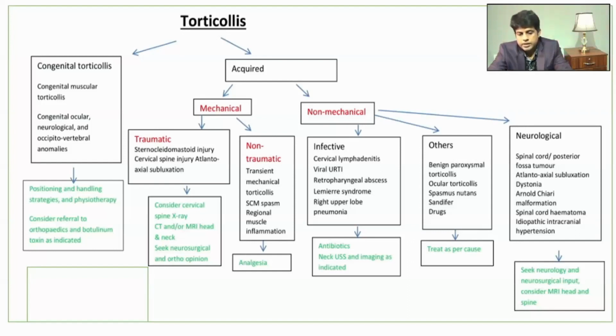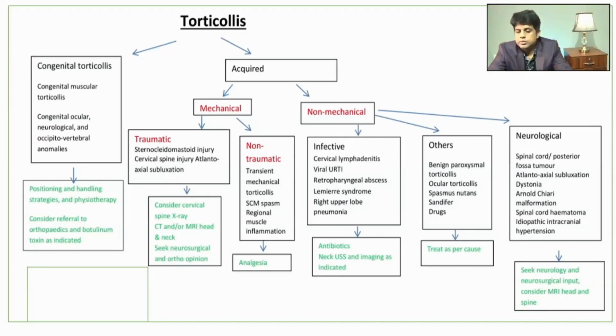And with regard to non-mechanical type, they can be broadly again categorized as infective causes, neurological causes, and others, and ocular related causes. And infection related causes include cervical lymphadenitis, viral upper respiratory tract infections, retropharyngeal abscess, Lemierre syndrome, and rarely right upper lobe pneumonia. So all of these conditions warrant timely intravenous antibiotics. Sometimes you can manage with oral antibiotics, and imaging to look for evidence of pus formation, and if pus formation is there, then you will have to get the opinion from the surgeon for arranging the drainage.